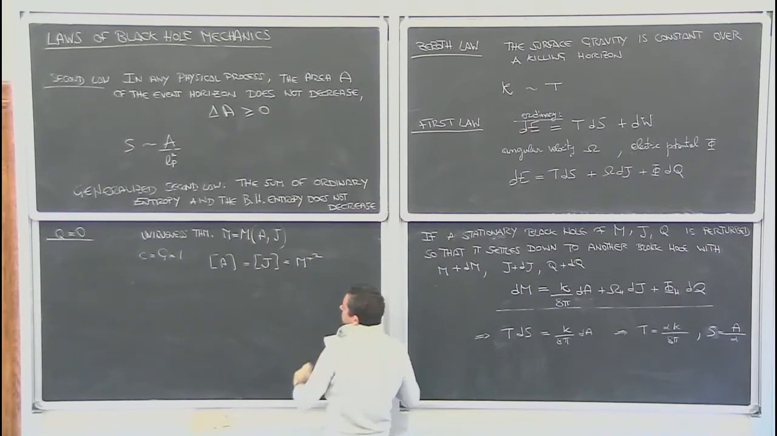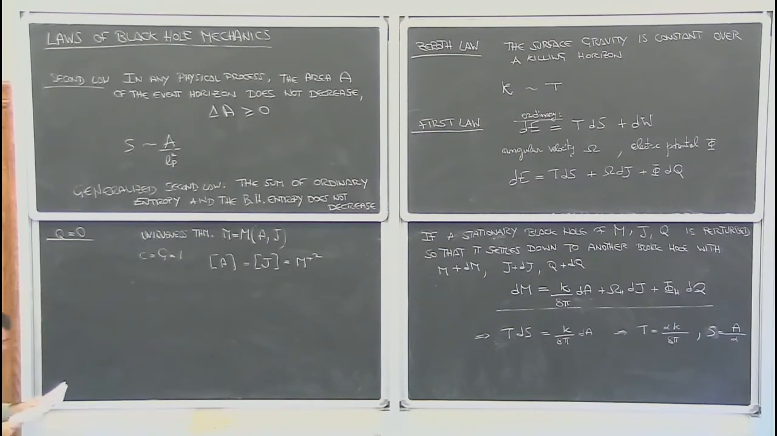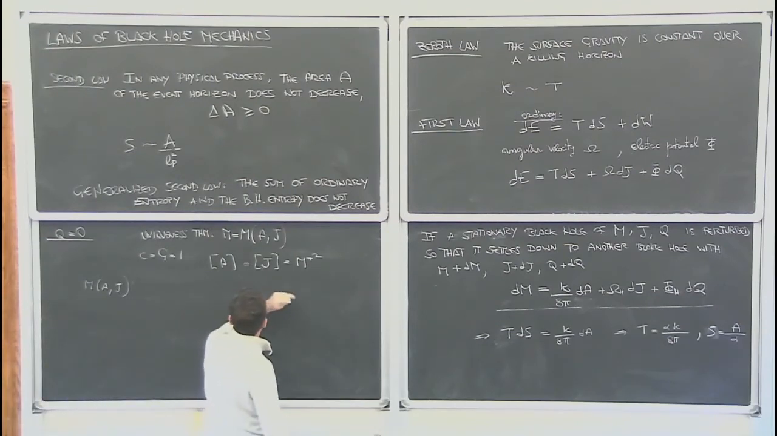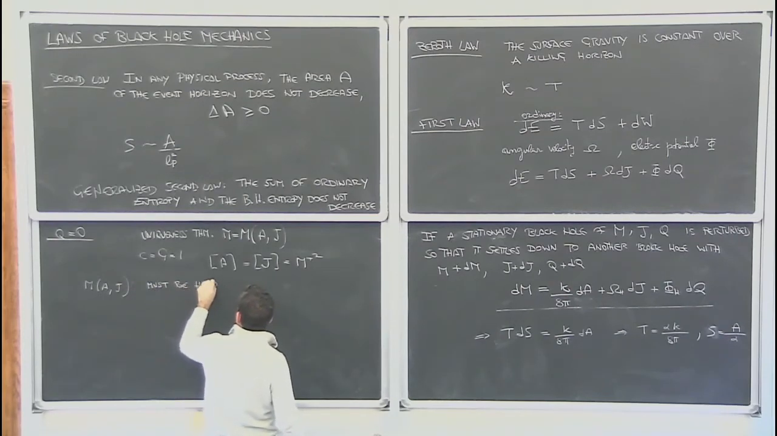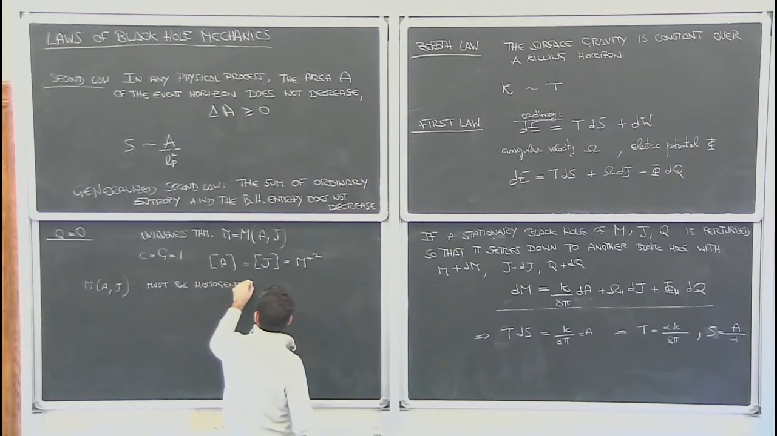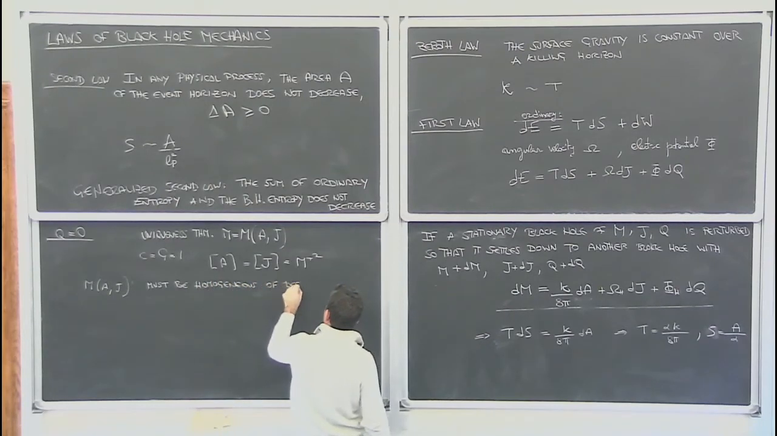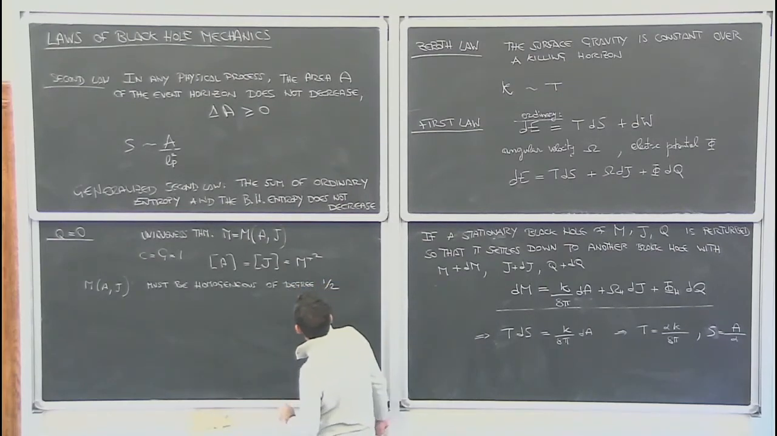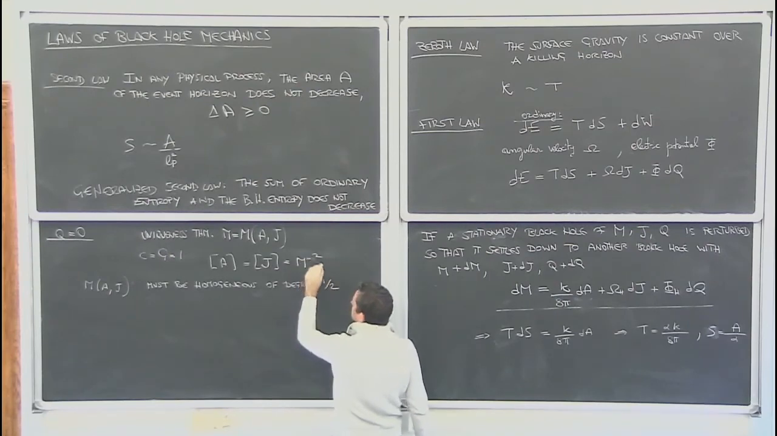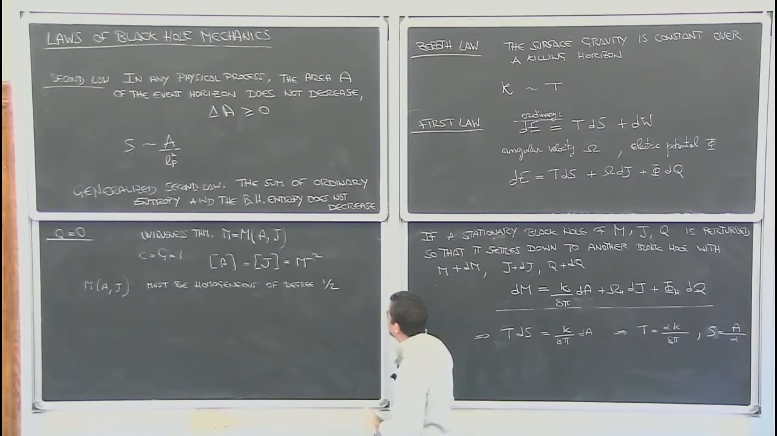No, it's not square. And then, okay, so just a second, the function M of A and J must be homogeneous of degree a half. Yes, of dimensional analysis. I'm just confused by the sign here. They must be homogeneous of degree 1/2.